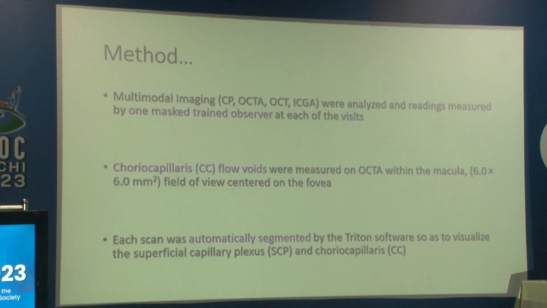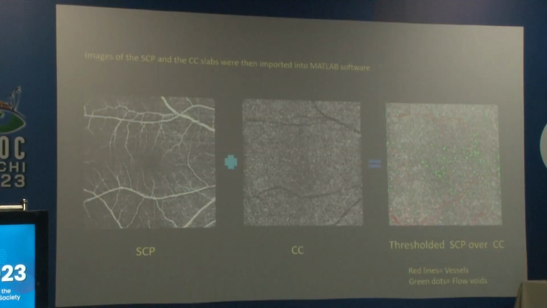Multimodal imaging was done, and each image was analyzed and readings measured by one masked, trained observer at each of the visits. The choriocapillaris slab flow voids were measured on OCTA within the macula, and each scan was automatically segmented by the Triton software to visualize the superficial capillary plexus, SCP, as well as a choriocapillaris slab. The images of the SCP and the CC slabs were then imported into MATLAB software. The superficial capillary plexus was then thresholded to get a binary mask, and this binary mask was overlaid on the CC choriocapillaris slab.